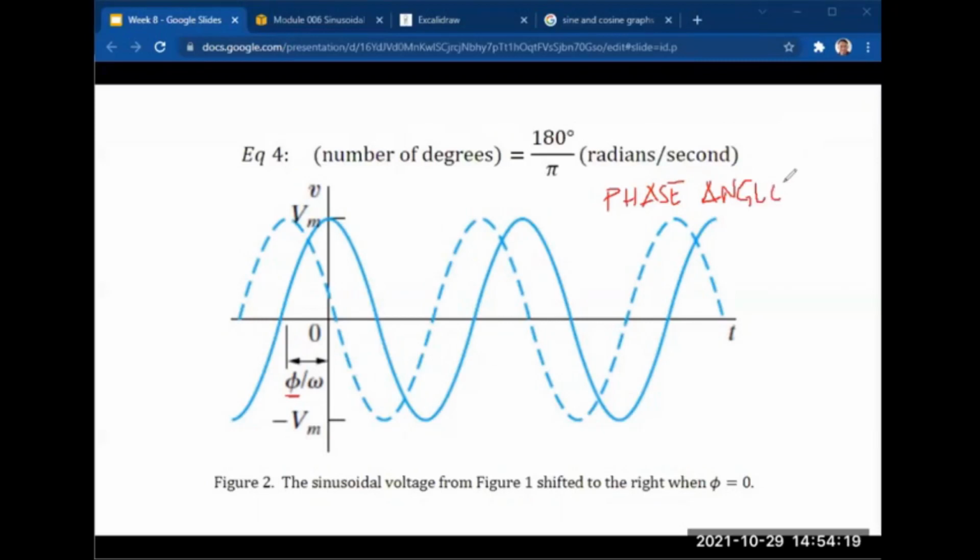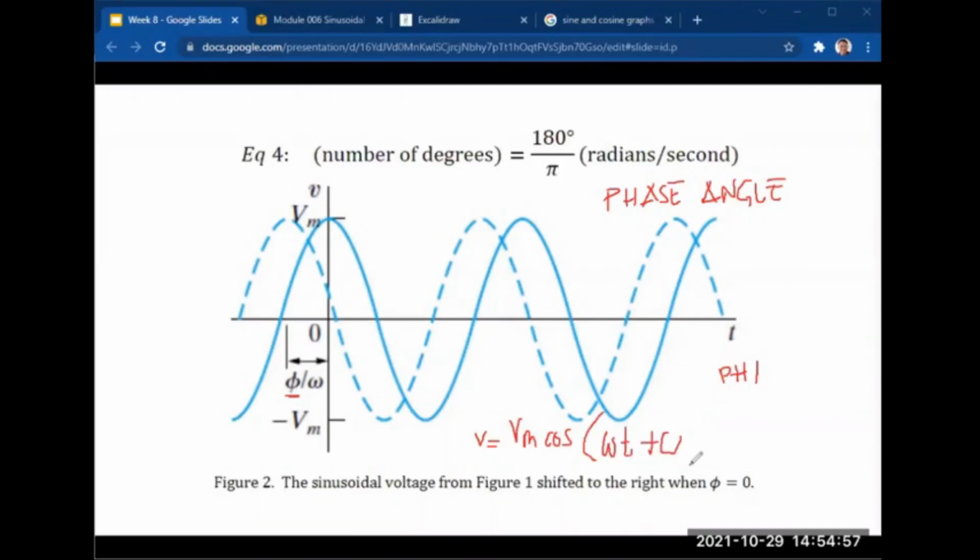Okay, phase angle. If you're wondering what phi is, that is a Greek letter. So the conversion from degrees to radians is 180 over pi. Why is this mentioned? Because let's go back to the formula of our instantaneous voltage: Vm cosine of omega t plus phi.